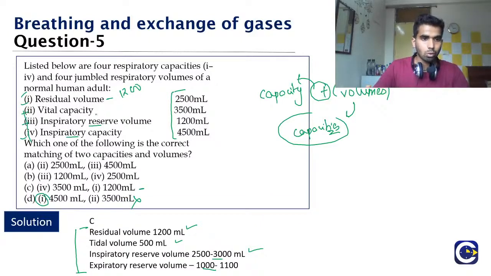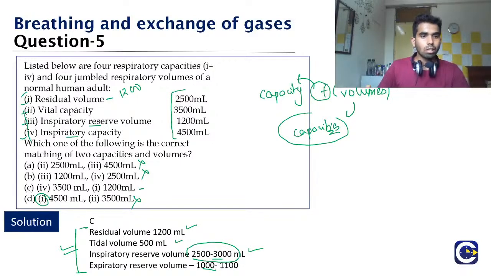Vital capacity, okay, leave the vital capacity, it is the larger volume. We will be sticking around only these volumes, not the capacities. Now coming to the inspiratory reserve volume, how much is it? It is 2500 to 3000 ml. So 2500 to 3000 ml is the third part. So this is also incorrect, this is also incorrect.